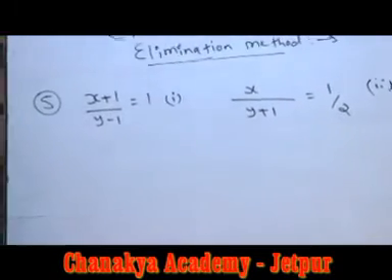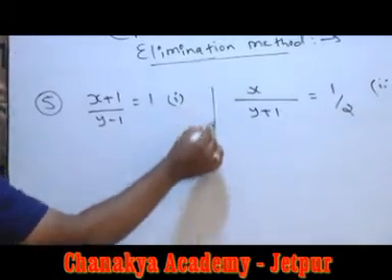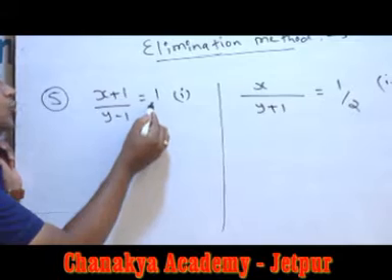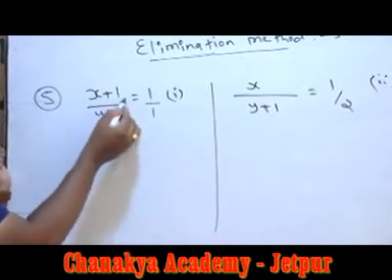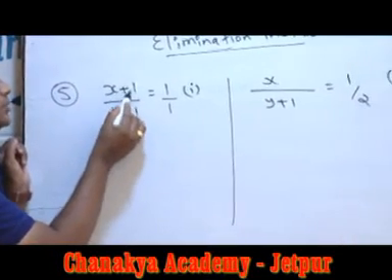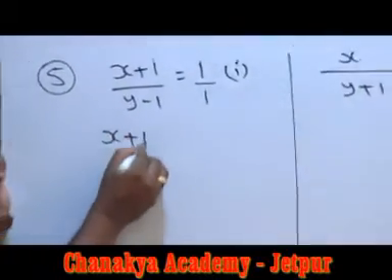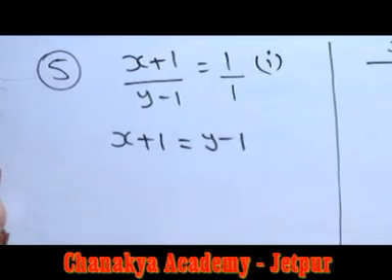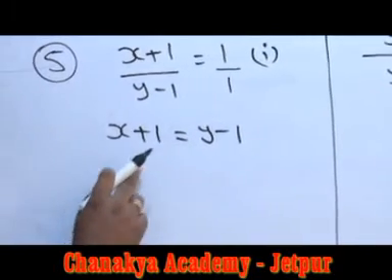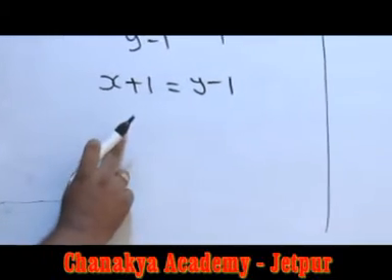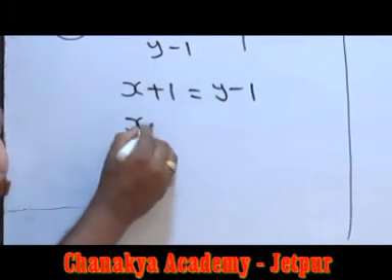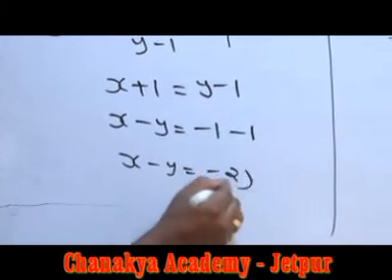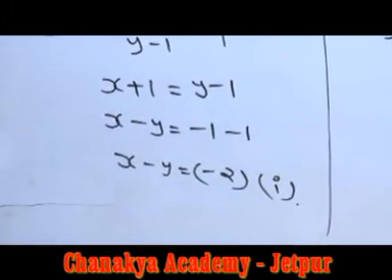But students, these two equations are not simplified. First of all we should simplify them. Here (x + 1)/(y - 1) = 1 and the denominator is 1. Cross multiplying, x + 1 with 1 gives x + 1, and y - 1 cross multiplied with 1 gives y - 1. Now taking variables on LHS and constant on RHS gives x - y = -2, equation number 1, which is totally simplified.